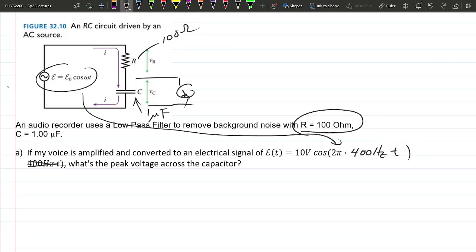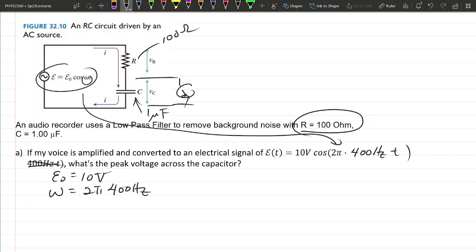So what you can do is a matching situation, where we can see that EMF naught is 10 volts, just by matching what's in front of the cosine function. And then the frequency, we have omega, which is equal to 2 pi times 400 hertz. 400 hertz is typically an okay voice frequency for a male voice.